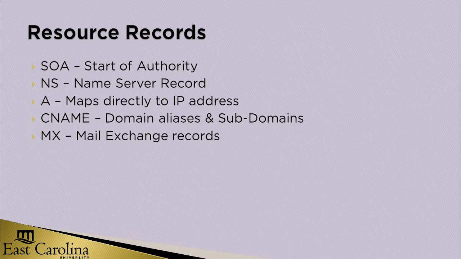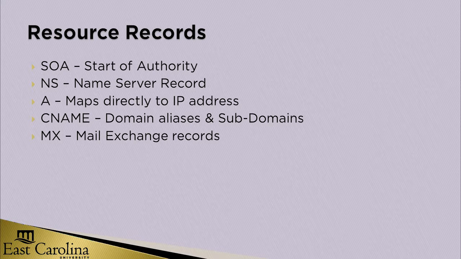Every database file will start with the SOA, or start of authority. This record establishes the server as the authority for the URL. It will also provide information on how slaves and hints interact with the database. The next resource record is the NS record, or the name server record. This record identifies which server is responsible for the domain. It is common to set a master name server and a slave name server as a backup.